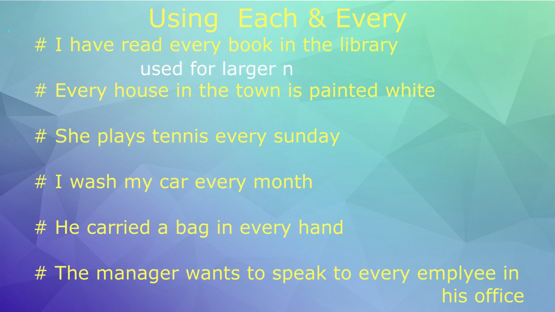Now, in the next sentence, every house in the town is painted white. If you go to count the number of houses, it is huge. There are a lot of houses in every town. So better than each house in the town, it is always better to use every because we are relating to a larger number of houses. More than 2 for sure. And the number is indefinite. We really do not have a definite number. So every house in the town is painted white.